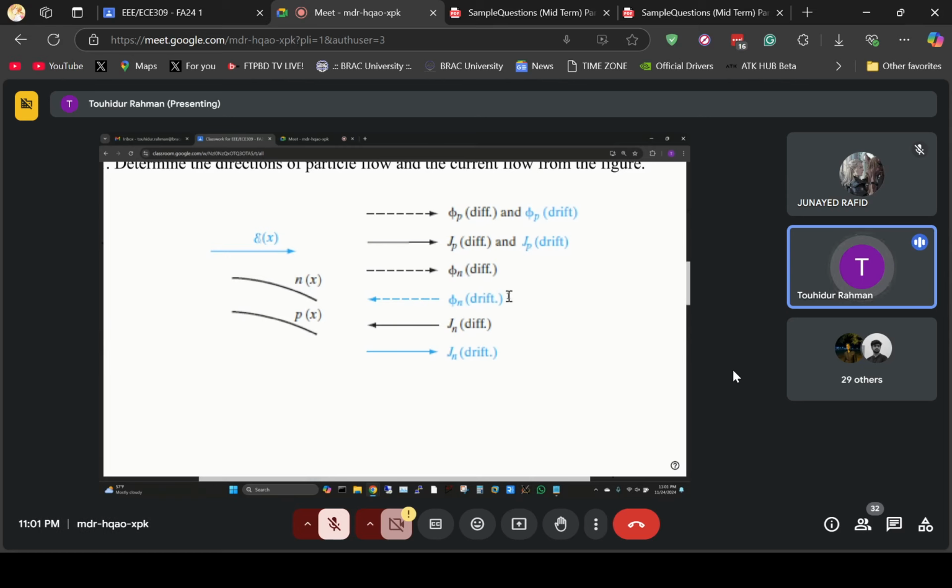Now we can calculate the current. The electron current is always opposite to electron flow. Now the diffusion electrons flow from left to right. That means diffusion current will be right to left.